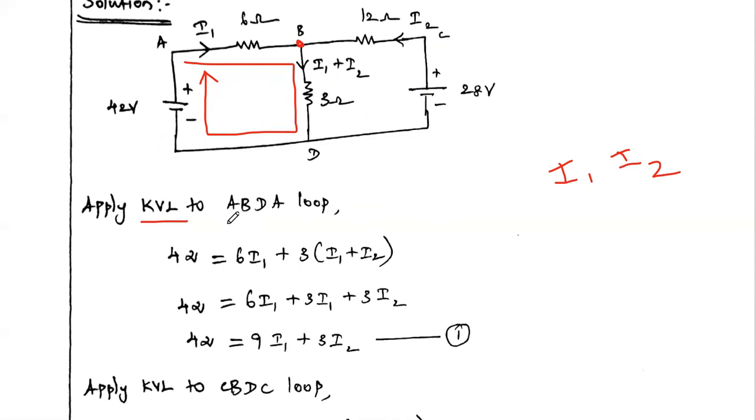What is the first loop? We are taking A, B, D, A. We are going to write the KVL equation. According to KVL, the algebraic sum of all voltages in a closed path is 0, or otherwise, in a closed path the sum of voltage rises is equal to the sum of voltage drops.